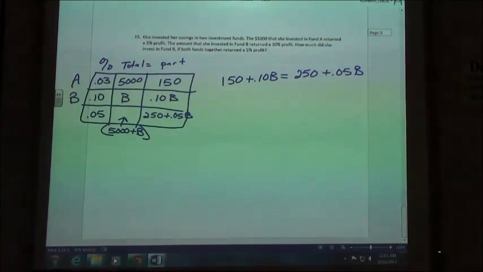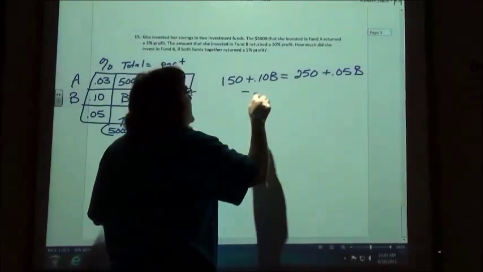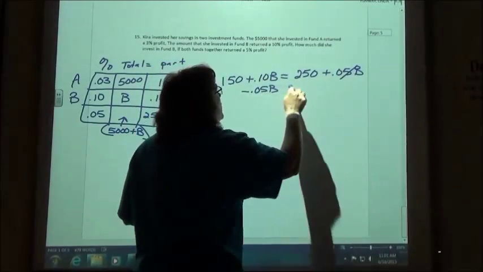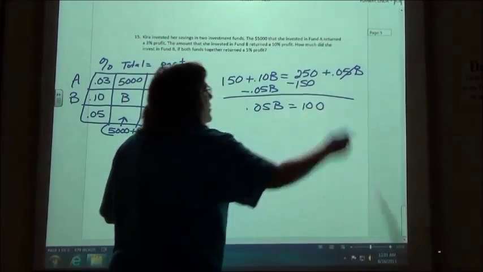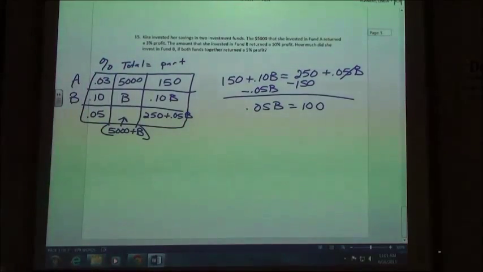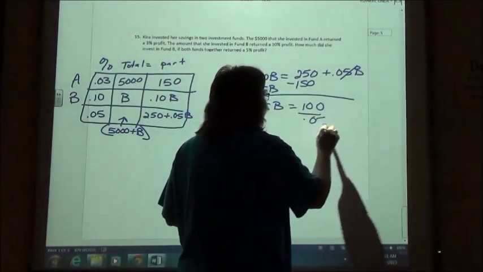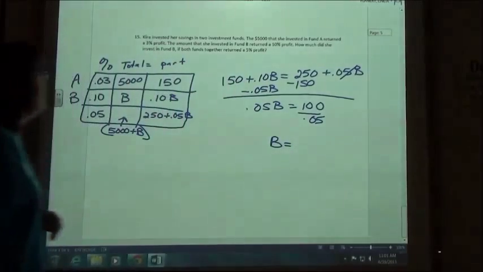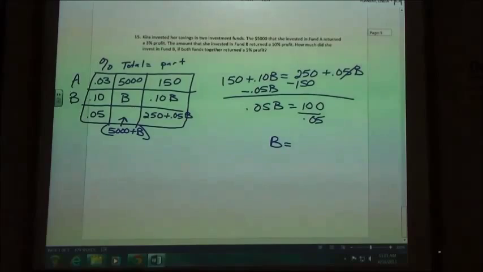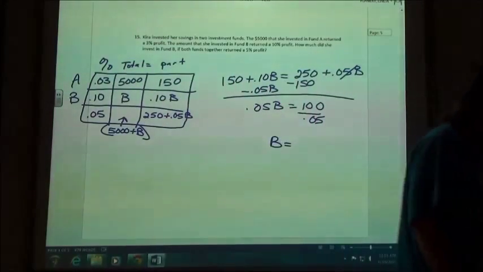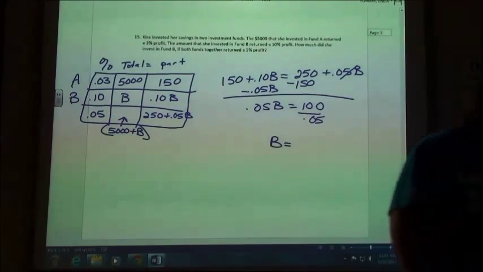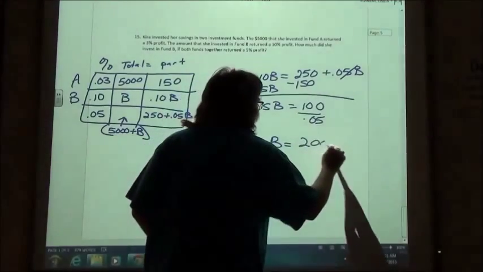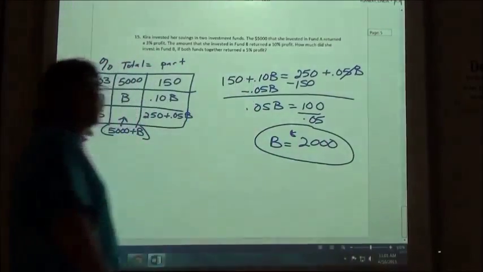And now I have an equation that's fairly easy to solve, right? So if I subtract my 5% B and subtract my 150, I'm going to have 5% of B equals 100, right? And if I divide that by 0.05, how much did I put in Fund B? $2,000. Which is what they asked for, right?